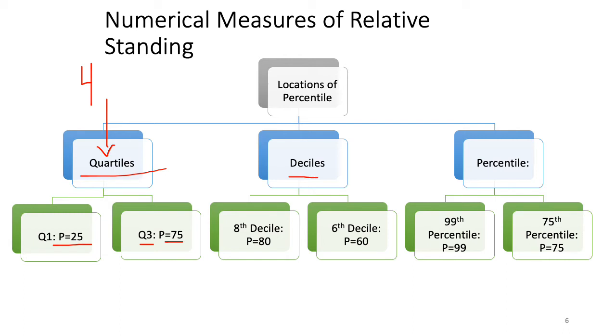Further, we can break down the data into deciles, which is breaking them into 10, right? Dividing your data into 10 parts. So the 8th decile would represent the 80th percentile. If we break your data into percentiles, we're breaking it down into 100 equal parts. So for example, if we're talking about the 99th percentile, we're talking about the bottom 99% of observations.